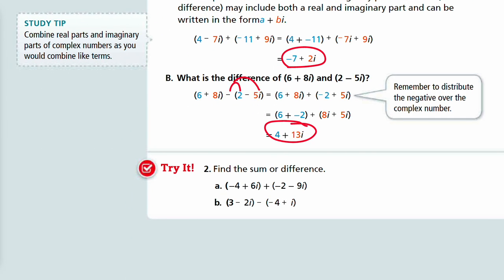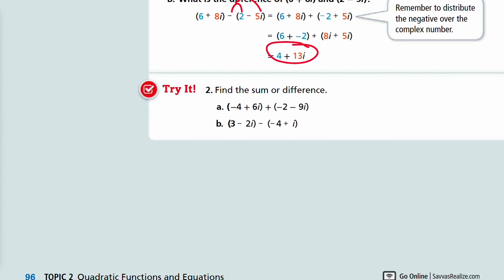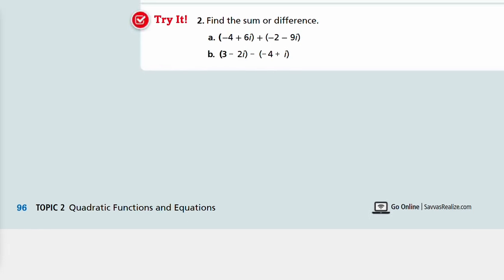So let's try number 2. Find the sum or difference of these two problems. Pause the video and come back when you're ready for answers.